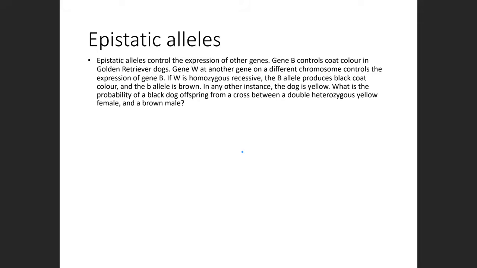All right, let's look at this particular question then. If W is homozygous recessive, B produces a black coat, little b produces brown. Any other instance, the dog is yellow. All right. What's the probability of a black dog? So basically they're saying if we've got big W, then the dog is yellow. It doesn't matter what the B situation is. If you see the big W, the dog's yellow. Only if we see the little w in the homozygous do we see color. So it's either going to be black or brown. This is the black allele. This is the brown allele.